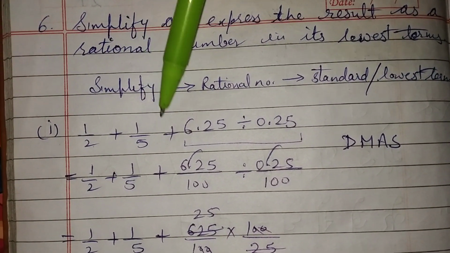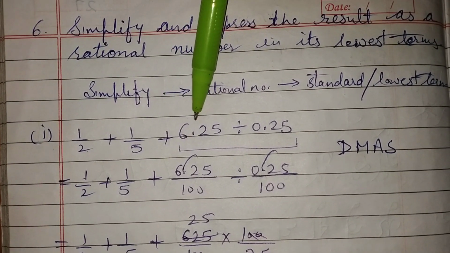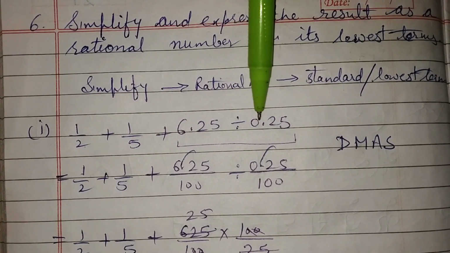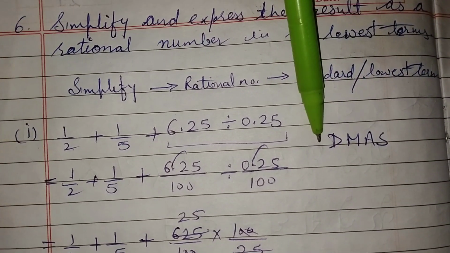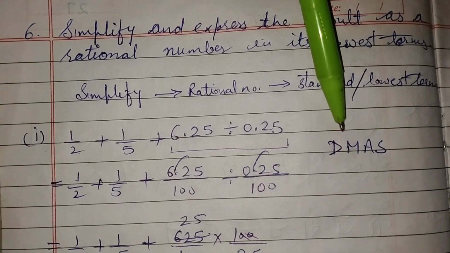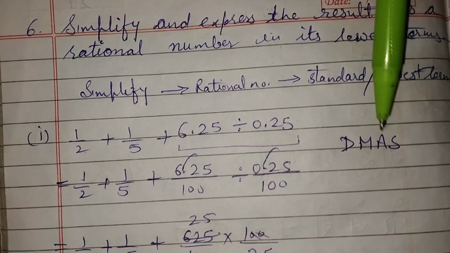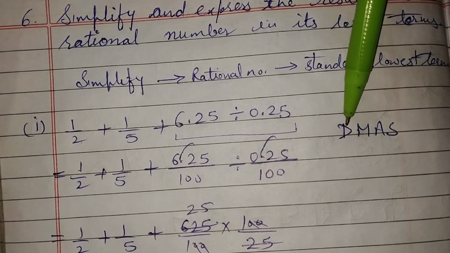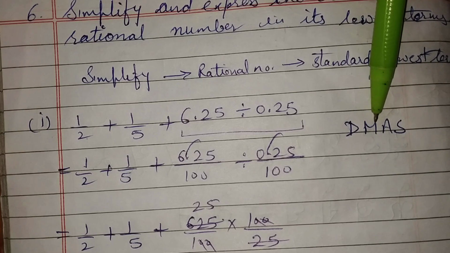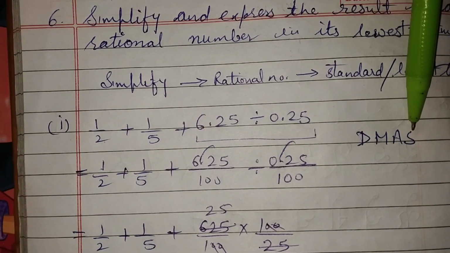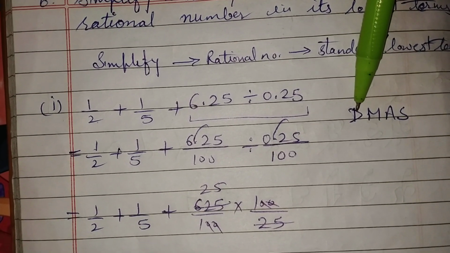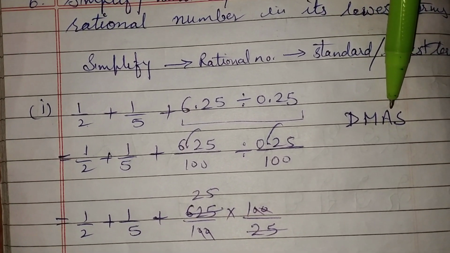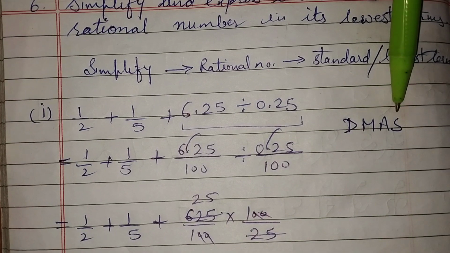This is the first part: 1 by 2 plus 1 by 5 plus 6.25 divided by 0.25. Here we will use the DMAS rule. We already know this rule, you already did this in 5th class. D means divide, M means multiply, A means addition, and S means subtraction. It means firstly you will do division, then multiplication, then addition, then subtraction.